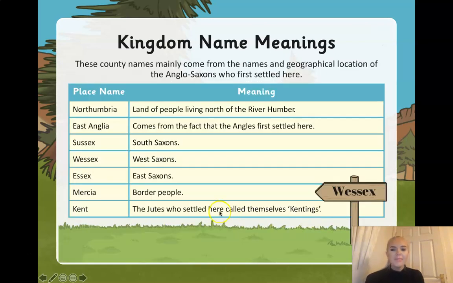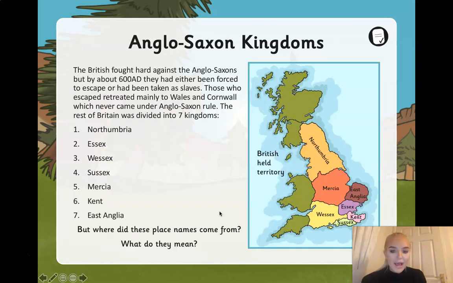So in Mercia, this is where the border people settled. Any of these black lines here are the borders between each of the kingdoms. So it's the area that separates, say, East Anglia from Mercia, Northumbria from Mercia, Wessex from Mercia, Essex from Mercia. It splits the 2 kingdoms from each other, and these border people lived in this area.